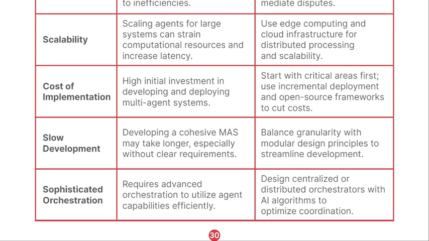Use incremental deployment and open source framework to cut cost. So this is the way. And slow development. Developing a cohesive MAS may take longer, especially without a clear requirement. So whenever we are going to handle a large project, we divide it into different modules, and it is very, very important to clear the requirement. Whenever we give the clear requirement, 50% work is done.